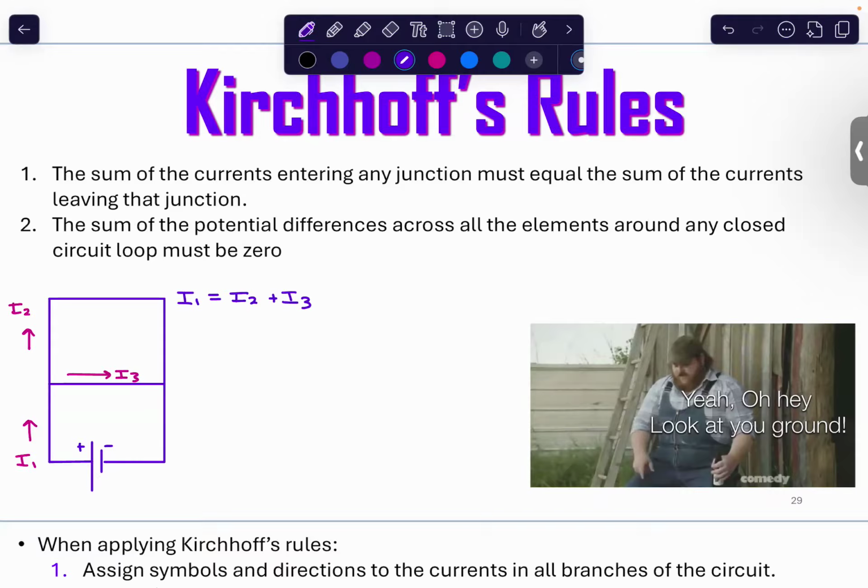And so we'll pick up here on Wednesday again and start solving problems with Kirchhoff's rules.